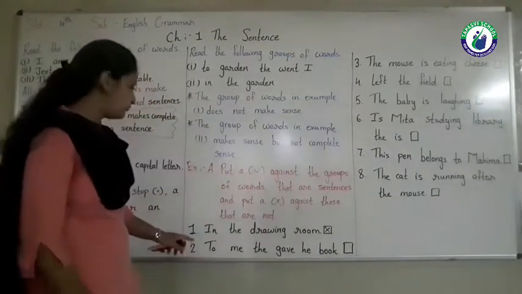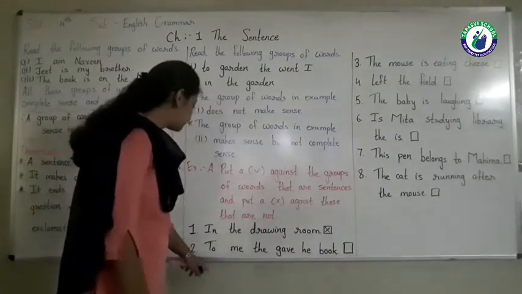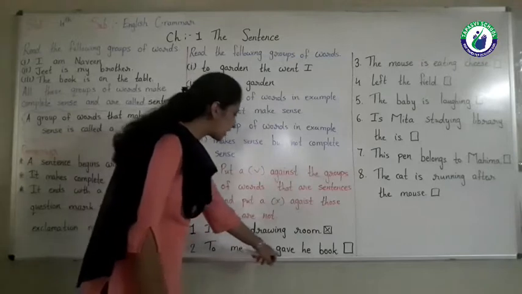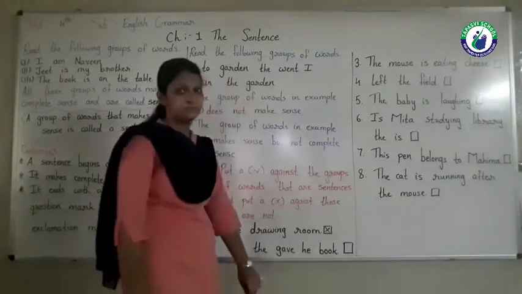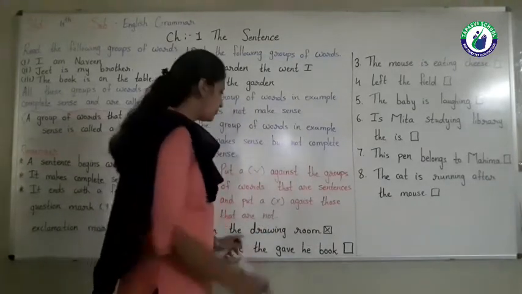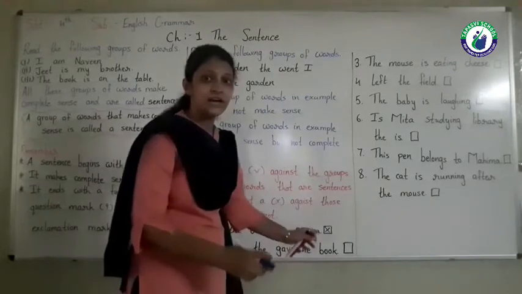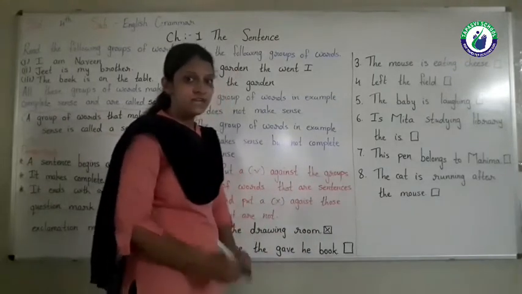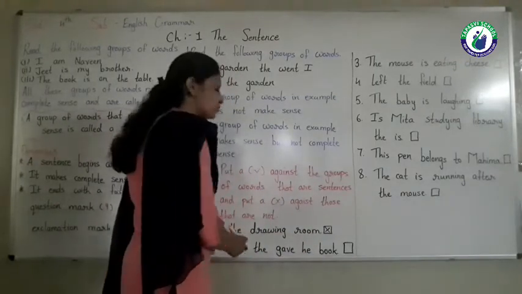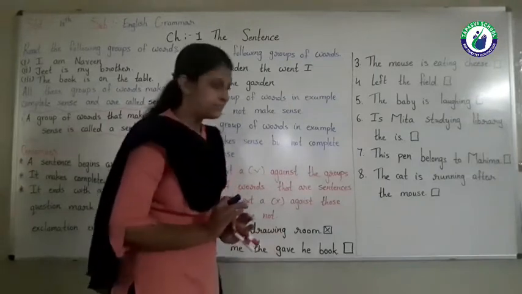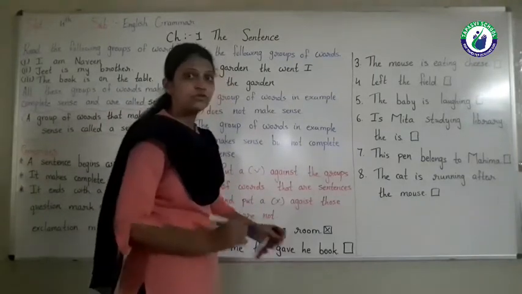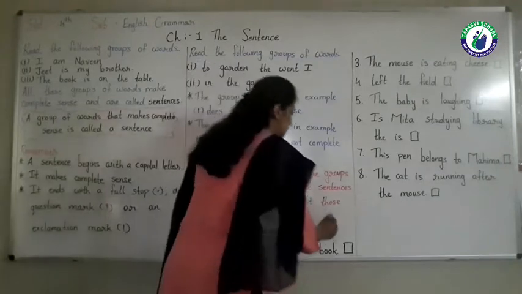Now we will move forward on number 2. To me the gave he book. Here we say these groups of words are not in a proper order. Means number 2, it is not a sentence. So in front of number 2, we have to put cross.